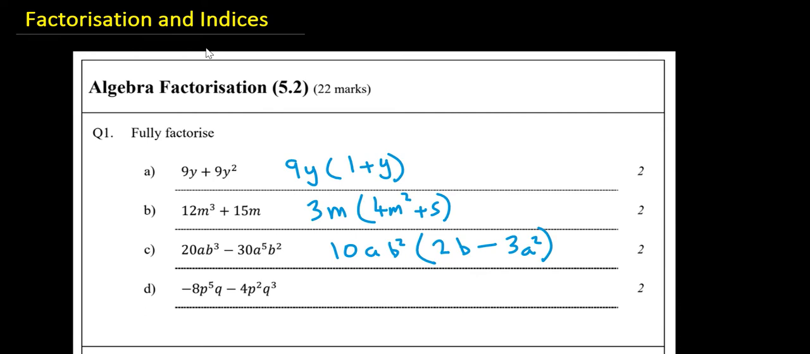Okay, so first of all we take the negative out. 4 is the highest common factor of 8 and 4. We take the lowest value of p out, which is p squared. We take the lowest value of q out, which is q, and inside the brackets you have 3p cubed plus q squared.